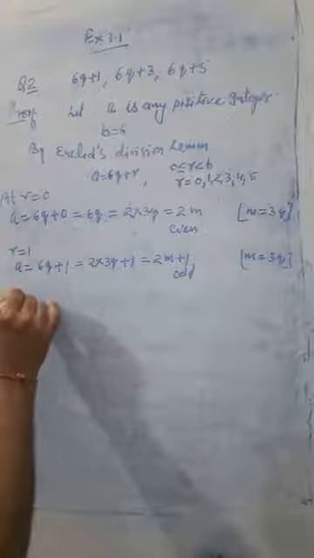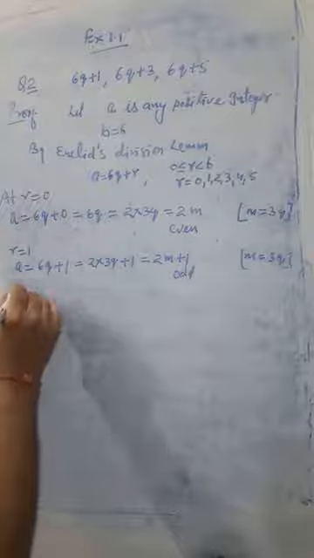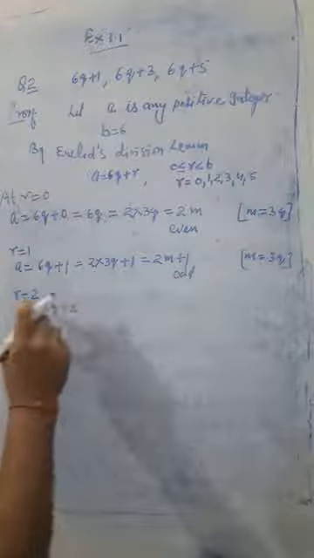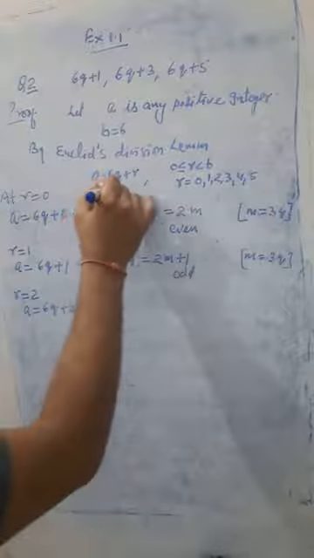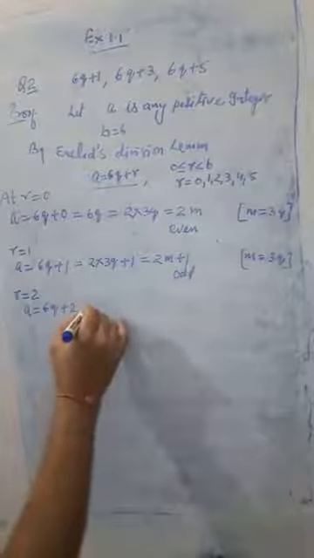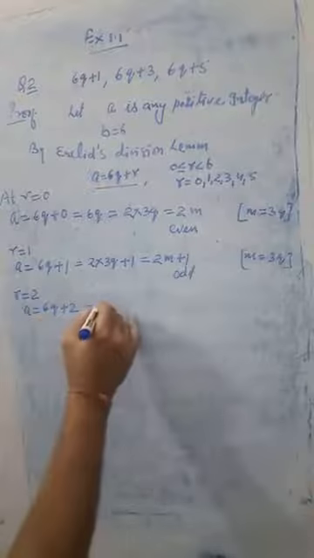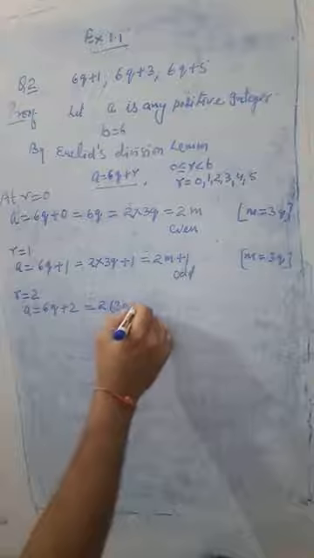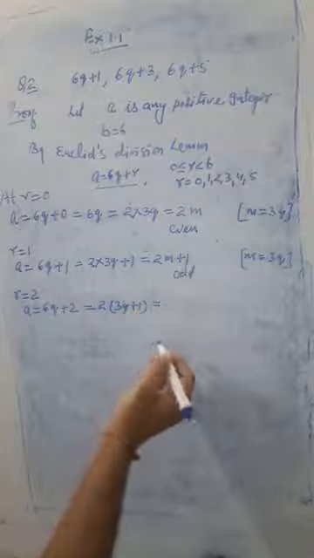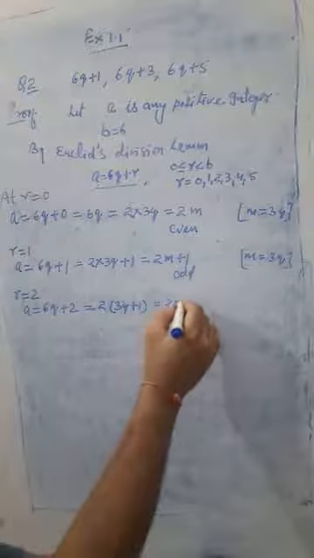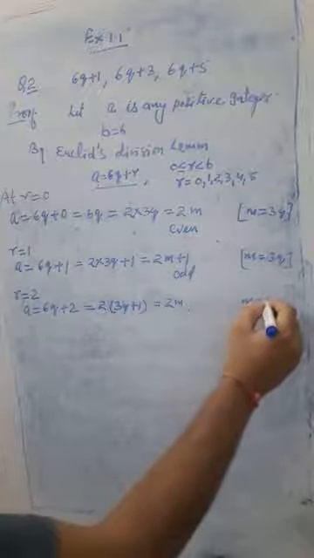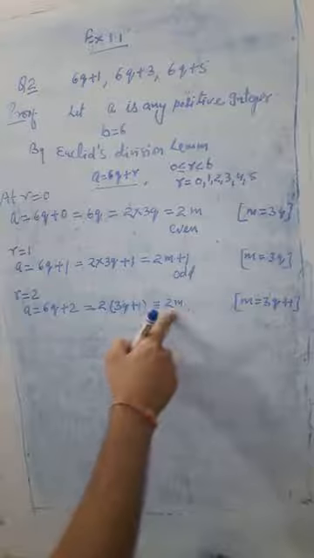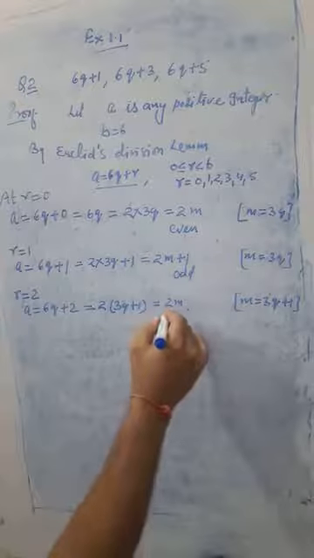Again, r is equal to 2. Then a is equal to 6q plus 2. We put r is equal to 2 in this equation. So we can take 2 as common. So 2 into 3q plus 1, which we can write as 2m, where m is equal to 3q plus 1. That is 2 multiplied by m. It means the number is even.